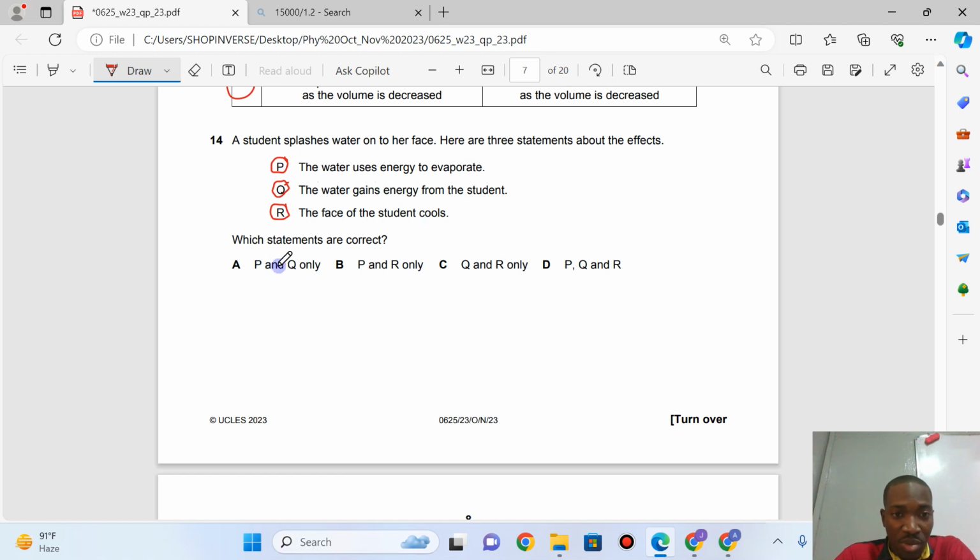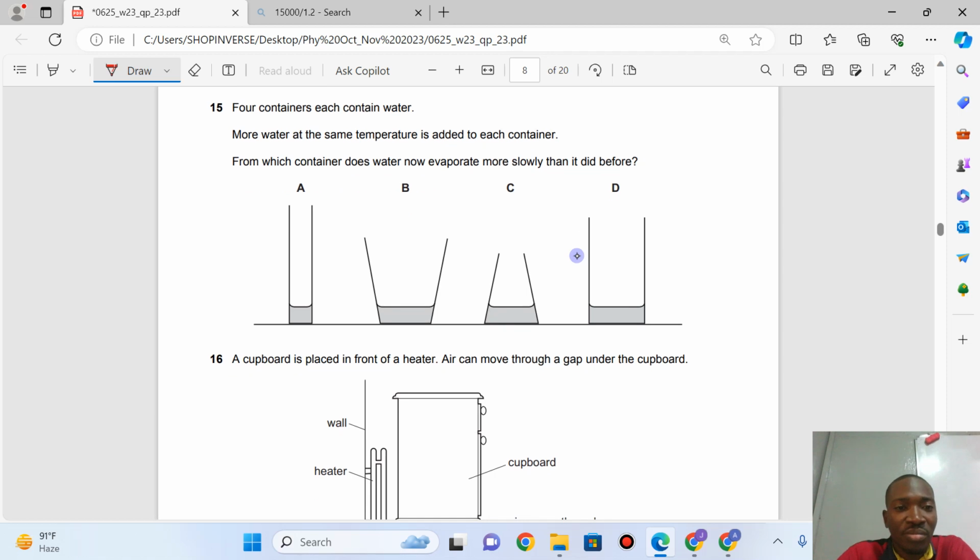Let's see. P and Q only, P and R only, Q and R only, P, Q, and R, D. That makes option D the correct answer to question number 14. We go to question number 15.